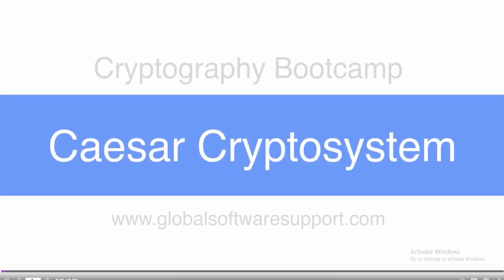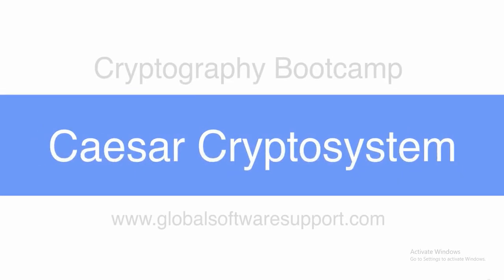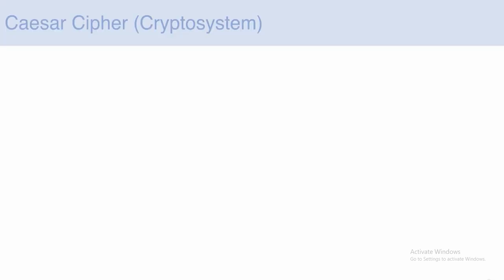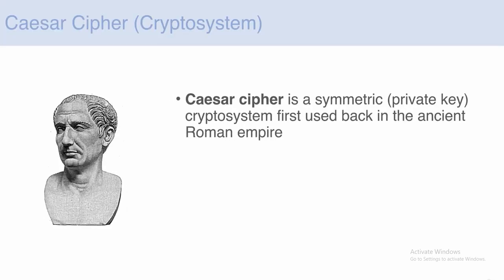In this lecture, we are going to talk about the first private key cryptosystem, the so-called Caesar Cipher. So what is the Caesar Cipher? Caesar Cipher is a symmetric, so private key cryptosystem first used back in the Roman Empire approximately 2000 years ago.